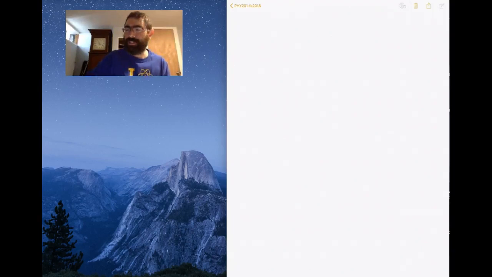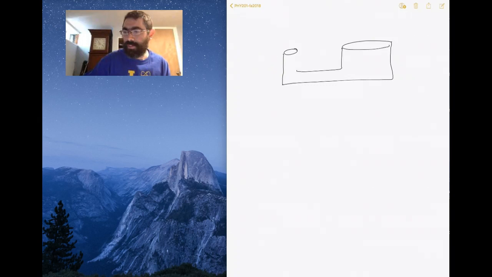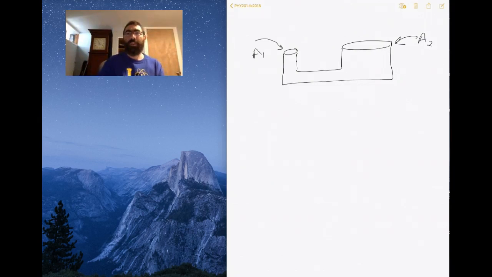Let's consider an interesting case where I have a device that is basically a tube with an area A1 and an area A2 on it, but these areas are different. So let's say A1 is less than A2. I have a smaller opening on the left-hand side and a larger opening on the right-hand side. And now I fill this with a fluid. So I put some fluid inside here.